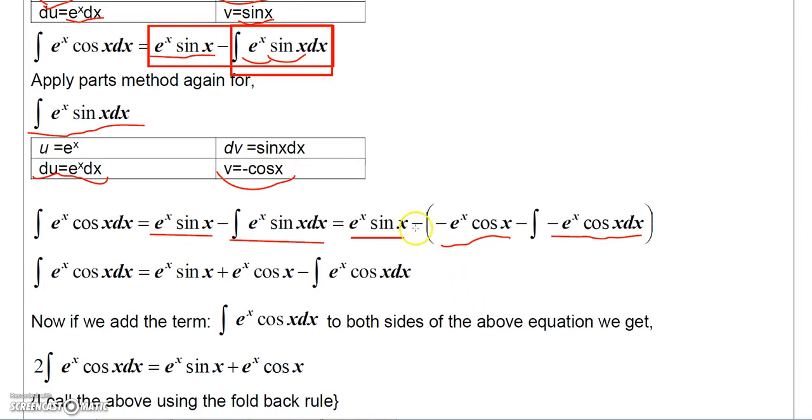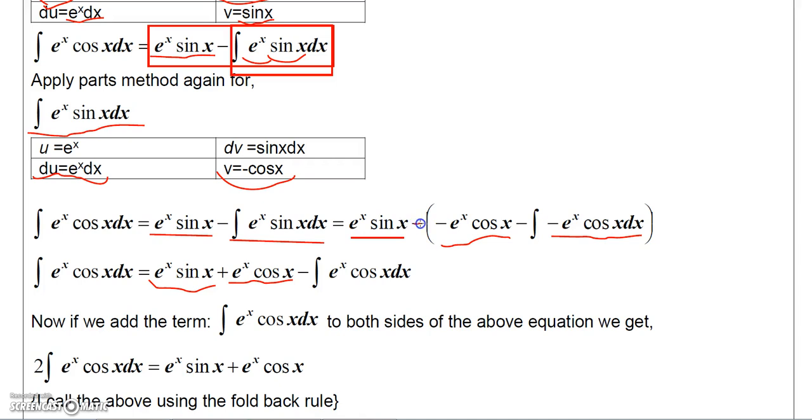So if I distribute the negative here, I'll get this. First of all, I'll bring down e to the x sine x, and then distribute this negative right here, and that'll make this term a plus. So that term is a plus e to the x cosine x. And now this is where you have to watch closely.